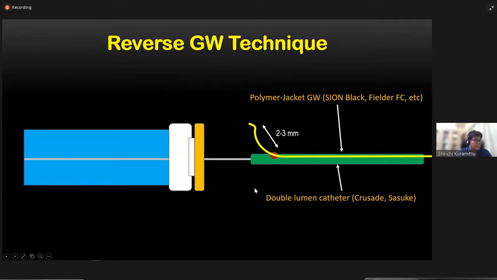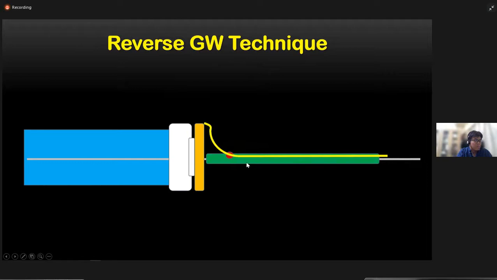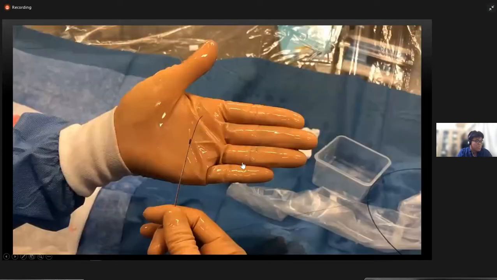I skipped this animation, but anyway, I usually use the double lumen catheter and a polymer jacket guide wire, like a Sion Black or Fielder FC. So in this technique, a 2 or 3 meter guide wire is advanced from the second lumen and just advanced. This is a movie.